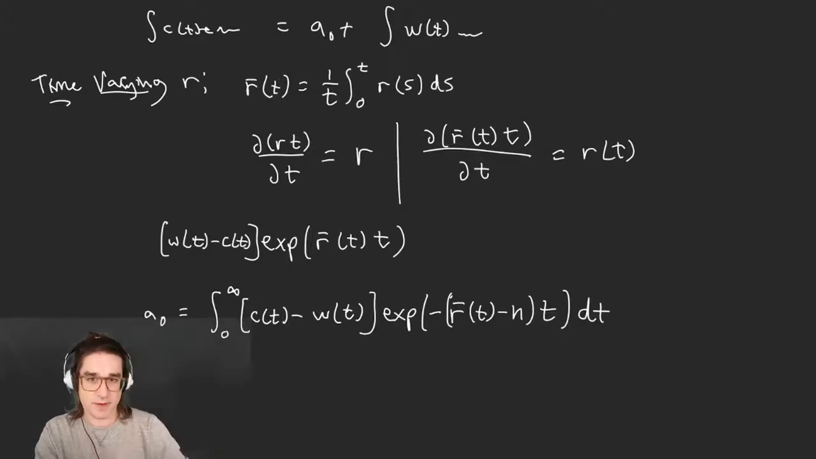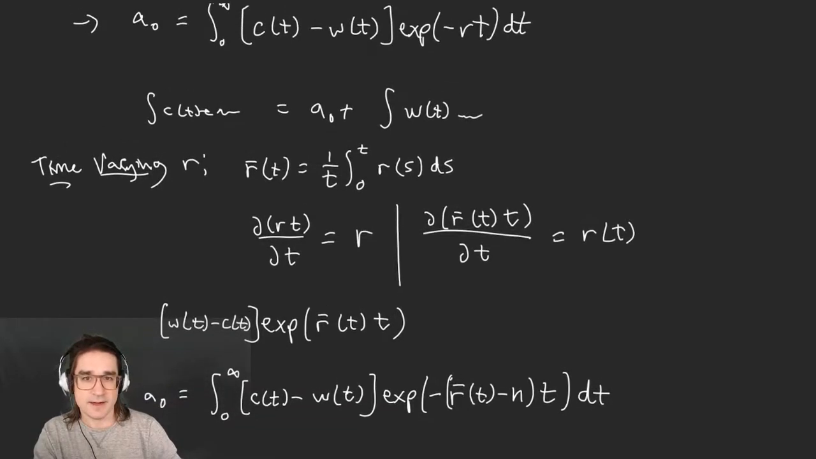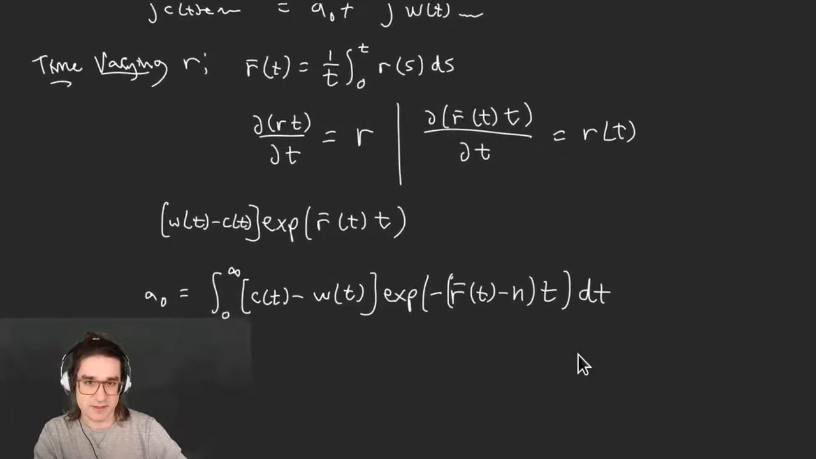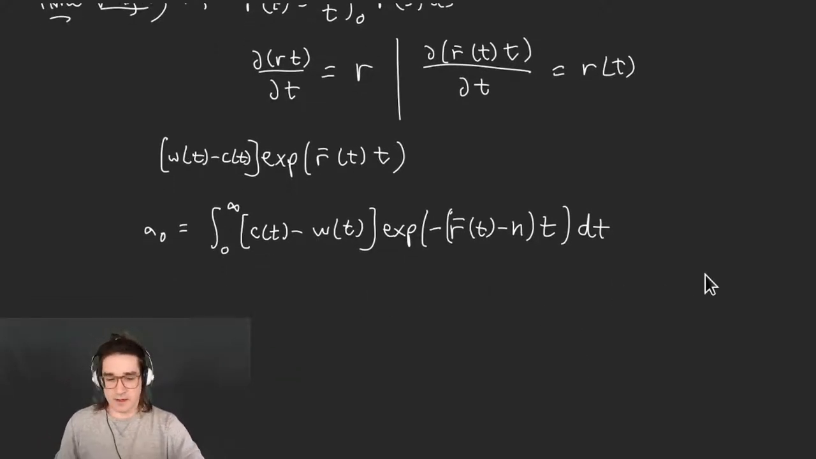So remember up here, we have e to the minus rt, and everything else is the same. All I'm doing is putting in a bar here and also adding in the n at the same time, confusingly. But it's really just that you change the bar and that's the new answer. You add the bar of t and that's the new answer. So that's the lifetime budget equation.